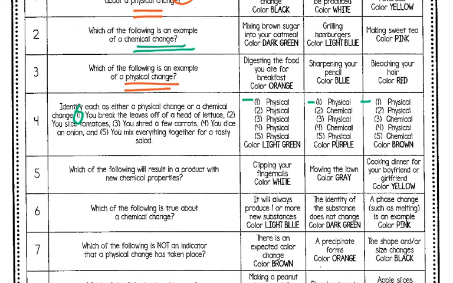Number 2, you slice tomatoes. Is it physical, chemical, or physical? Number 3, you shred a few carrots. Physical, or chemical? Number 4, you dice an onion. So is that physical, chemical, or physical? And then finally, number 5, you mix everything together for a tasty salad. Physical, or chemical. Make sure that they all line up correctly, okay?